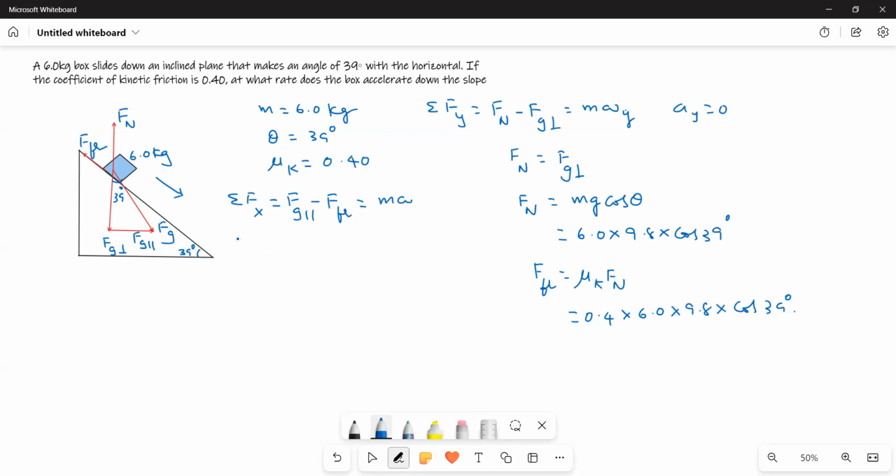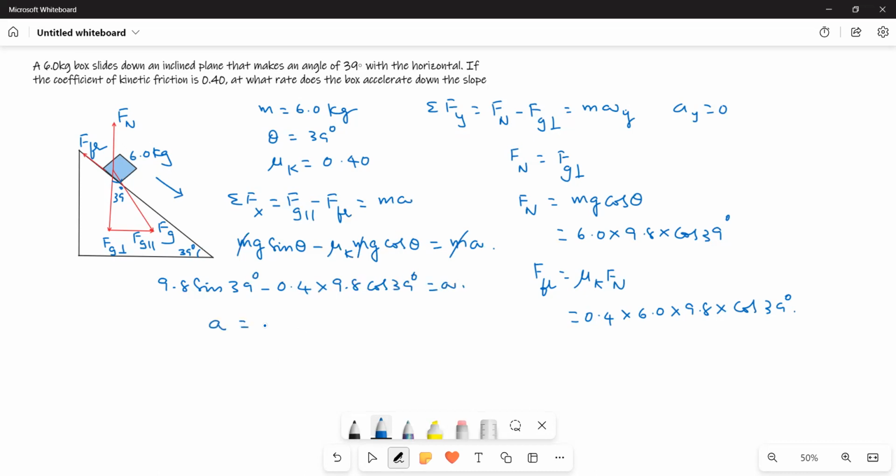Fg parallel is equal to mg sine theta minus mu k mg cos theta is equal to Ma. Therefore, mass cancels throughout. Now I am left with this one. g is 9.8. Therefore, 9.8 sine 39 degrees minus 0.4 times 9.8 cos 39 degrees is equal to acceleration. So acceleration is equal to 3.12 meters per second squared.